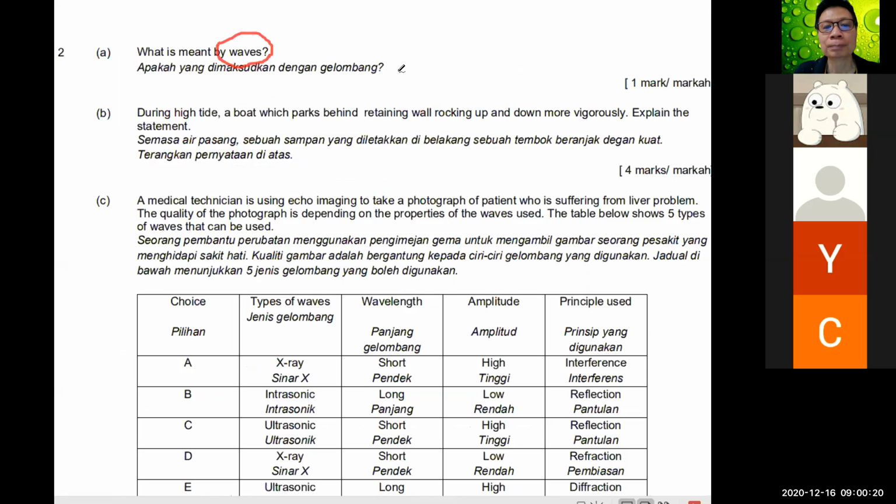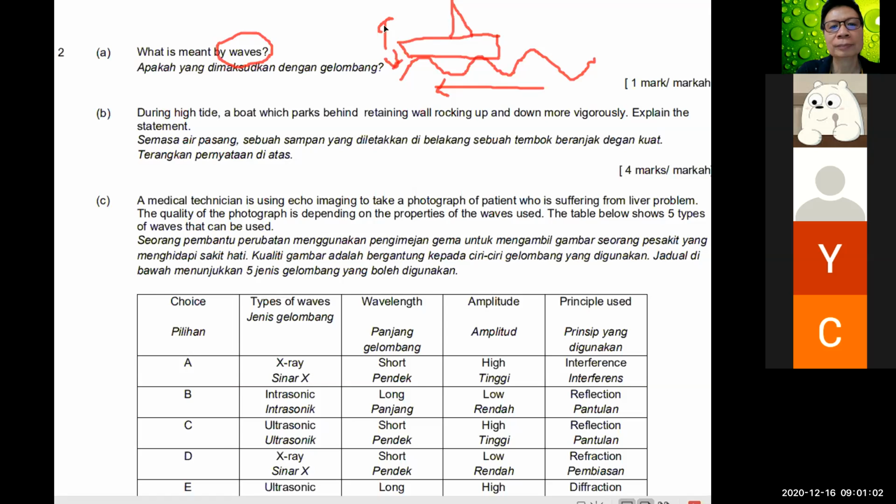The meaning is like this. This is a water wave, right? There's a boat here. I'm not very good at drawing now. Okay, the boat is here. You say high tide. High tide means a lot of seawater comes in. So you notice that the boat is going up and down vigorously. Vigorously means it moves faster. The boat moves up and down very fast.